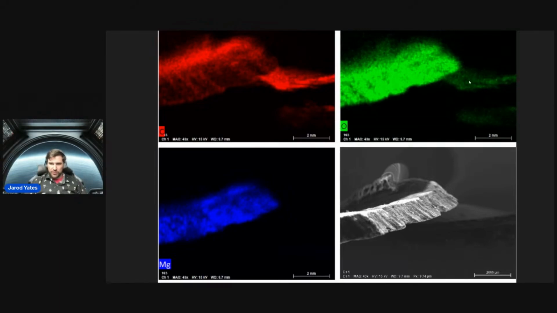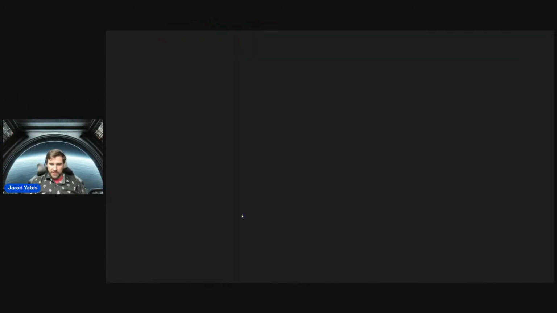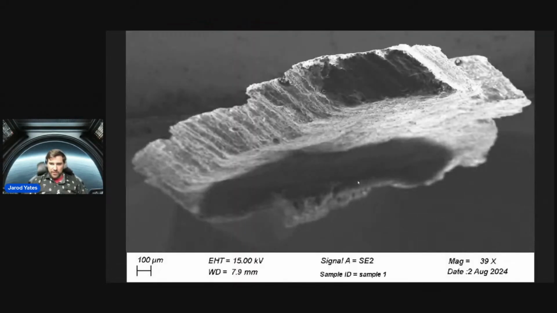You can see that same surface is a little oxidized. But the important thing to note here is that the sample does seem to have carbon on it. It does seem to have some oxidation on it. And most importantly, we see that magnesium there. Ooh, pretty magnesium. Here, now we got the thing flipped over.